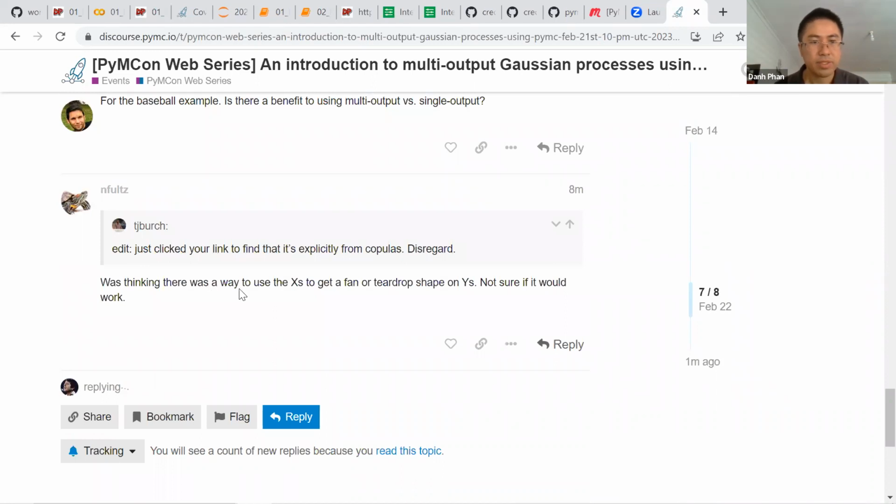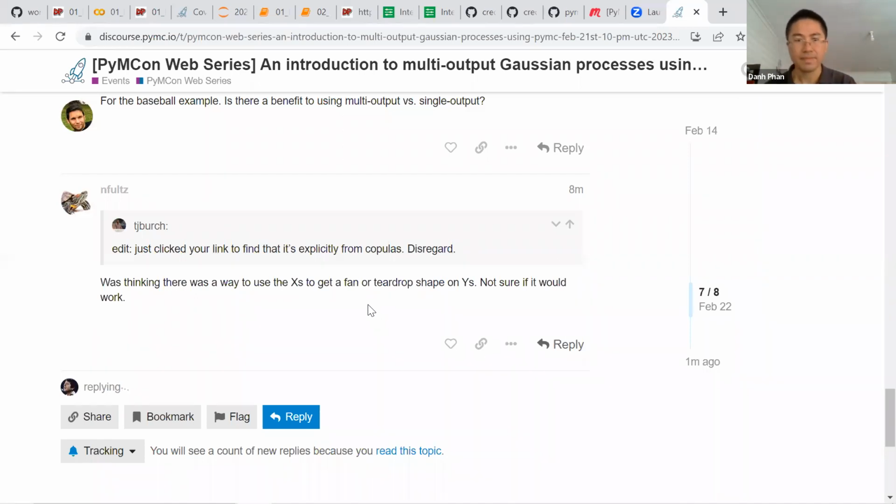Was thinking there was a way to add to get a fan or teardrop shape. I'm not quite sure if... Ravin, do you know what a fan or teardrop shape is? I don't quite understand this. It's just the shape of the distribution. But in the interest of time, we can answer this one async.